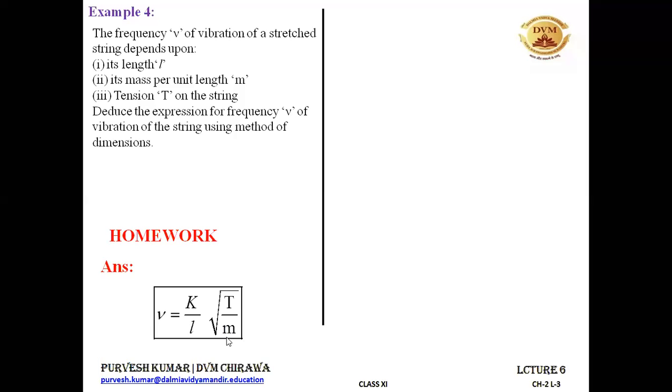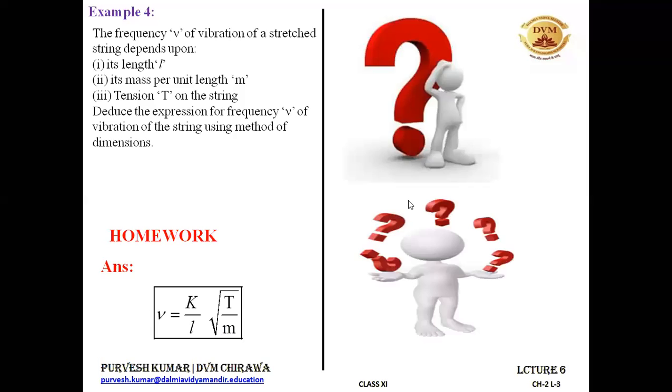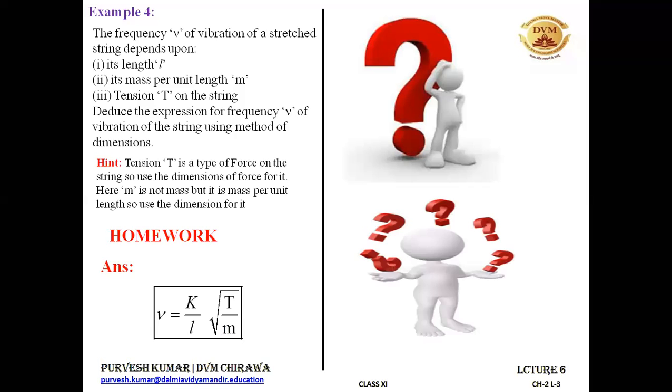So you have to put your thinking caps on and play with the dimensions a lot in order to solve this question. One hint I am giving to you: the tension T is a type of force. So for T, you have to write the dimensions of force, that is MLT minus 2. And this m is not mass, it is mass per unit length. It is not given that it is mass. So the dimensions for mass per unit length you have to use, that is M upon L, ML minus 1.